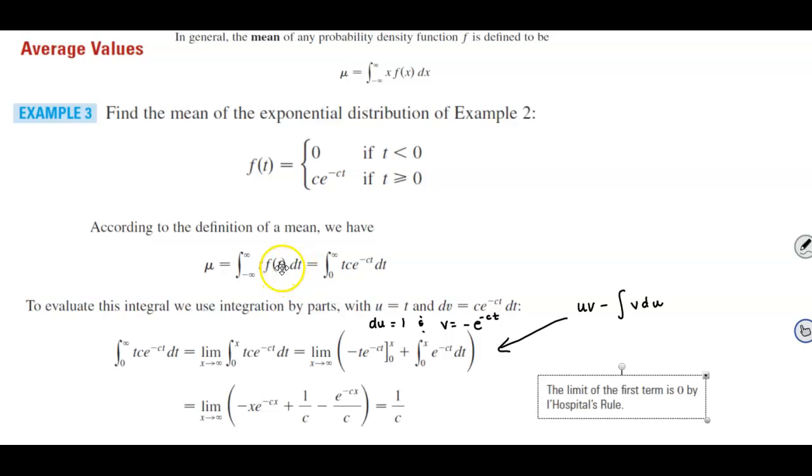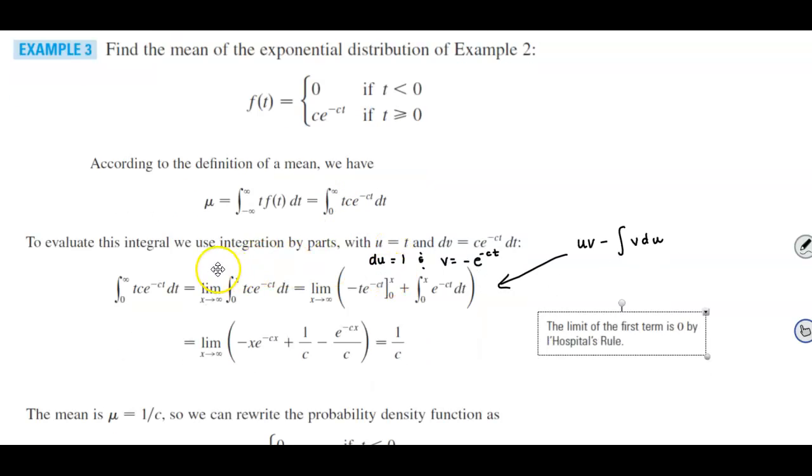So because of that, when we turn this into two integrals, the first integral that goes from negative infinity to 0 is going to be 0, so we only are concerned with the values that are greater than or equal to 0. So now we're going to go from 0 to infinity of t c e to the negative ct dt. To evaluate this integral, we're going to use integration by parts, with u equal to t and dv equal to c e to the negative ct dt.